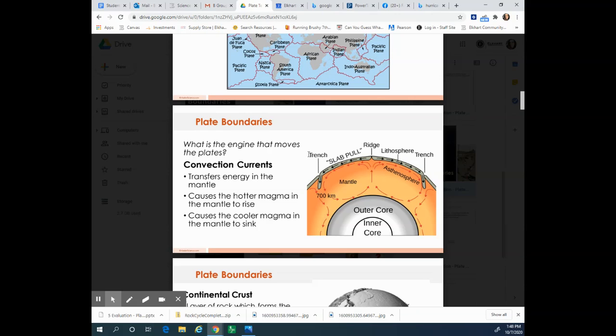Now, keep in mind, when you hear the word trench, you're going to think underwater trench. Okay, if it's on the continent, then it's going to be a canyon. When you hear the word ridge, you're going to think underwater mountain.